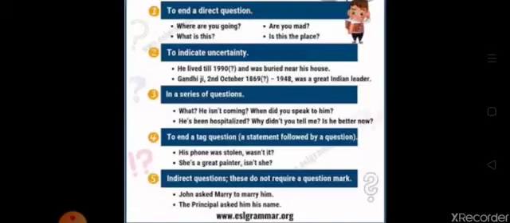Indirect questions do not require a question mark. John asked Mary to marry him. The principal asked him his name. Whenever we are making indirect questions, we are not going to use a question mark. The word asked refers to a question, so there is no need to put a question mark.